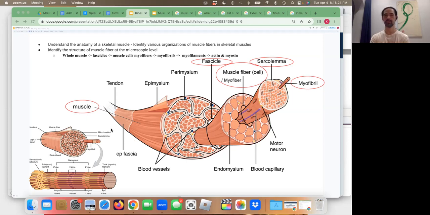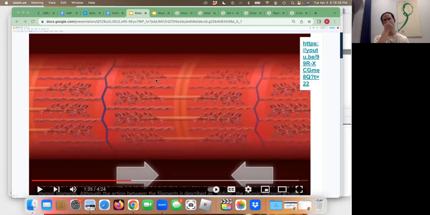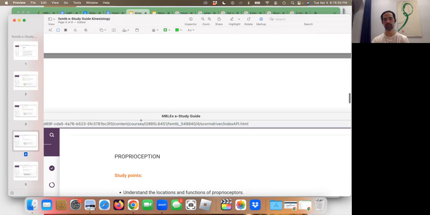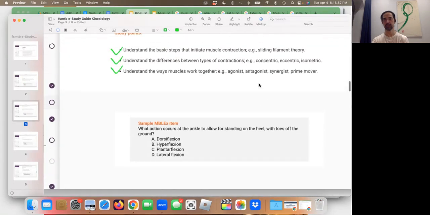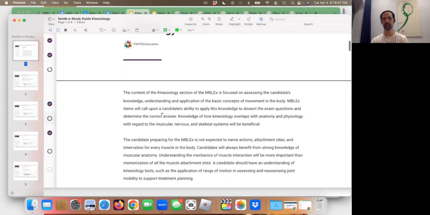Okay, so on to the concepts of muscle contractions. There are three goals, and the first one we're going to cover is the basic steps that initiate muscle contraction, which is called sliding filament theory. Now, sliding filament theory has like seven steps, and there's a whole bunch of chemical processes, and we're not going to go over all of those because I don't think that they want you to know those. I don't see any specific exclusion about those specific chemical processes, but there is a reference.